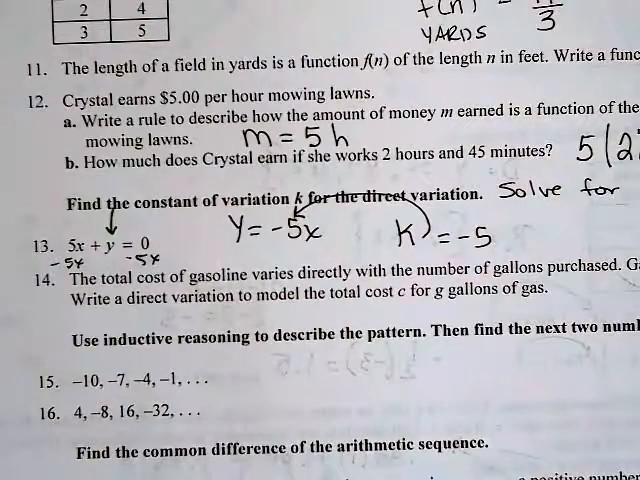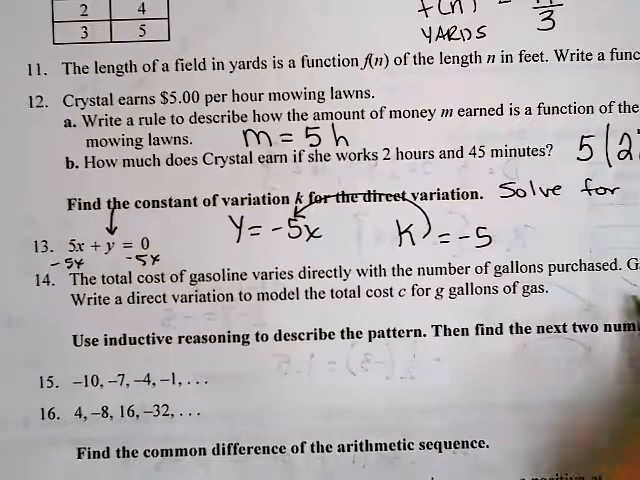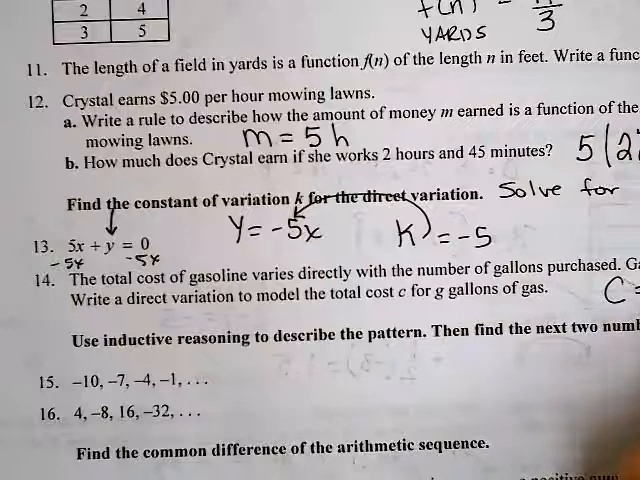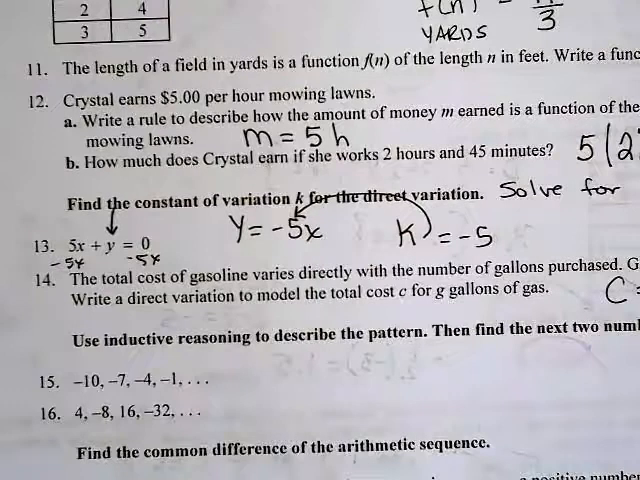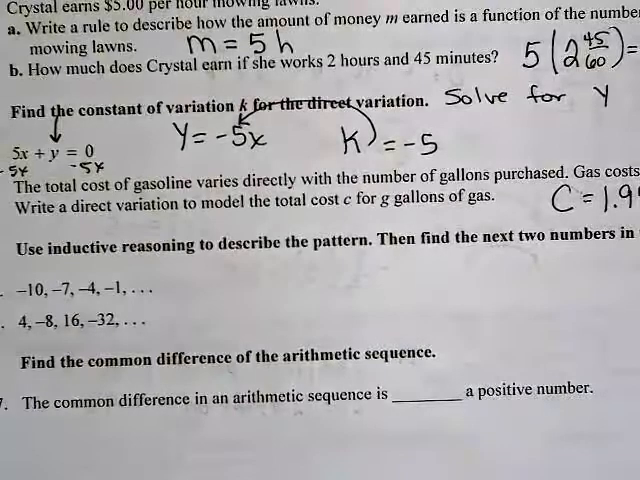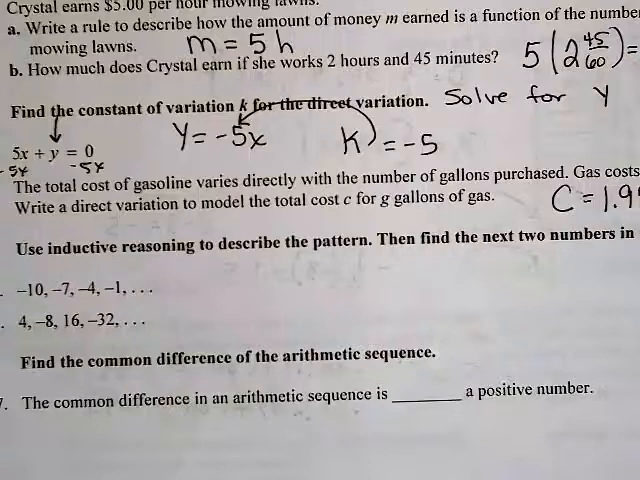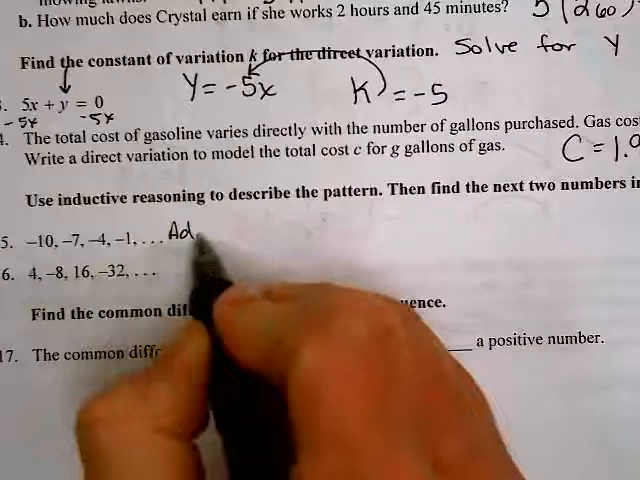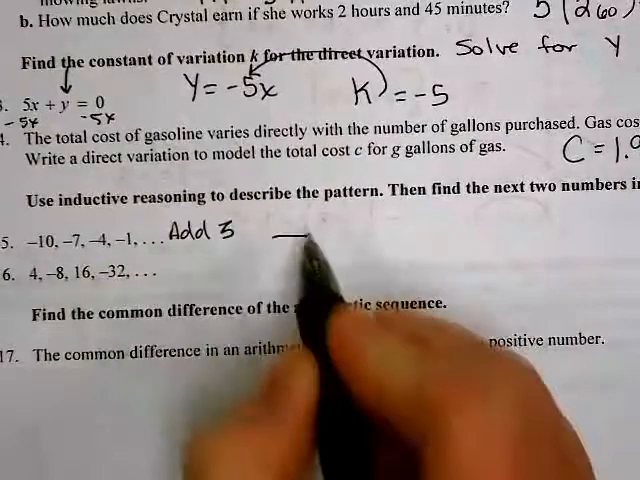The total cost of gasoline varies directly with the number of gallons purchased. Gas costs $1.97. Write a direct variation model for the total cost of g gallons of gasoline. So C equals $1.97 times g. 15. Use inductive reasoning to describe the pattern. Then find the next two numbers in the pattern. What's going on in 15? What do you think, Lucas? Plus 3. Add 3. What's going to be the next number?